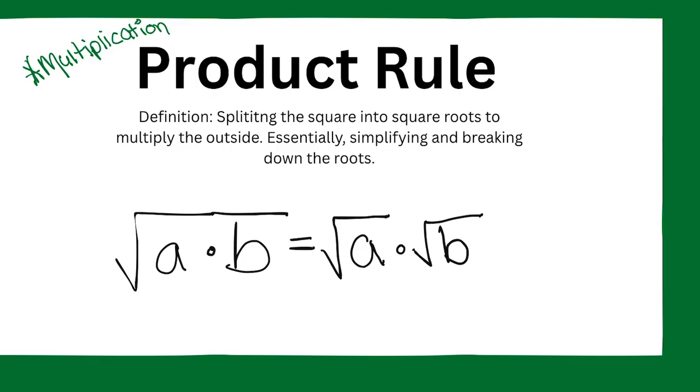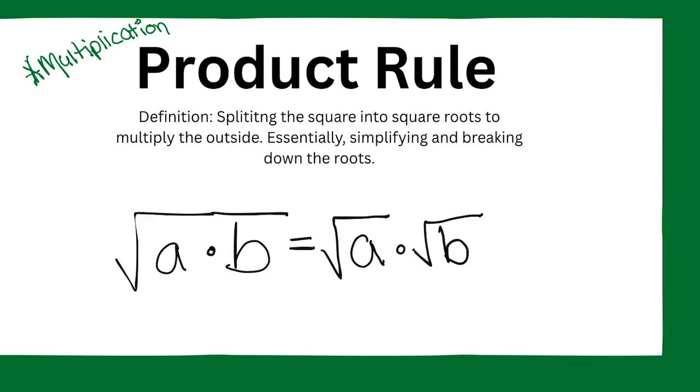Alright, so starting off with the product rule. The product rule is where we split the square root into square roots to multiply the outside. So essentially, we're simplifying and breaking down the roots. The way I like to remember the product rule is basically just saying product means multiplication. And this will come in handy when you're trying to remember another rule that we will go over soon. It's like a mnemonic, but it's not. It's just a quick thing to remember.